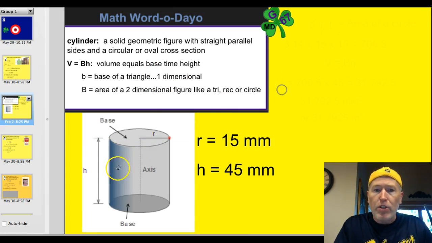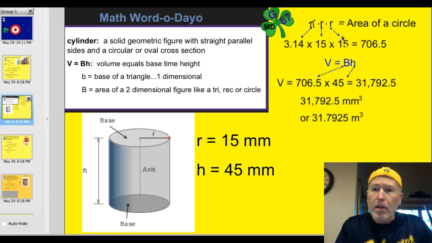All right, let's take a look at this first example here. We have find the volume of this cylinder. We've got a radius of 15 millimeters and a height of 45. Let's go ahead and pop that in. We'll find the area of the circle first. So it's pi r squared. 3.14 times 15 times 15 gives us 706.5. And then pop it into the formula. The volume is equal to, there's my base of 706.5 times my height of 45 equals 31,792.5. That would be millimeters cubed. If I want to take and divide by 1,000 quick, I could say that's 31.7925 centimeters cubed. Little quick conversion lesson.